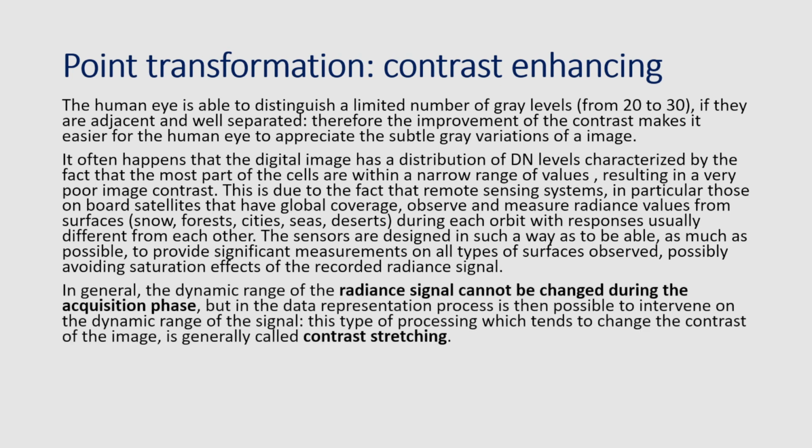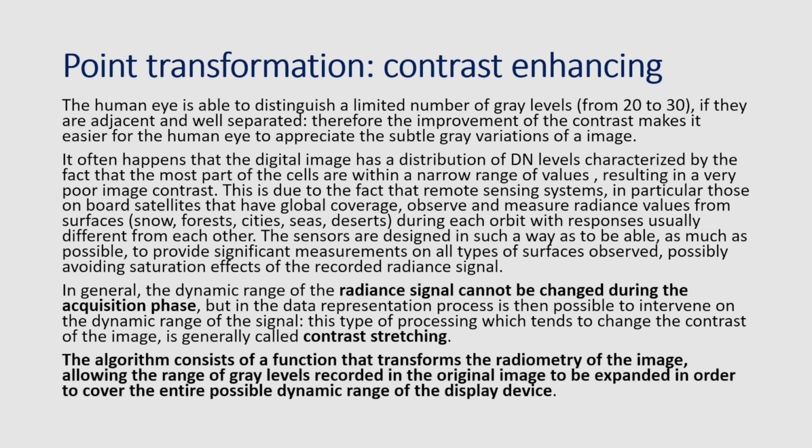In general, the dynamic range of the radiance signal cannot be changed during the acquisition phase, but in the data representation process it is then possible to intervene on the dynamic range of the signal. This type of processing, which tends to change the contrast of the image, is generally called contrast stretching. The algorithm consists of a function that transforms the radiometry of the image, allowing the range of gray levels recorded in the original image to be expanded in order to cover the entire possible dynamic range of the display device.